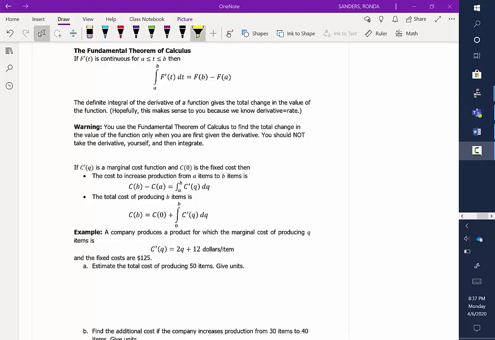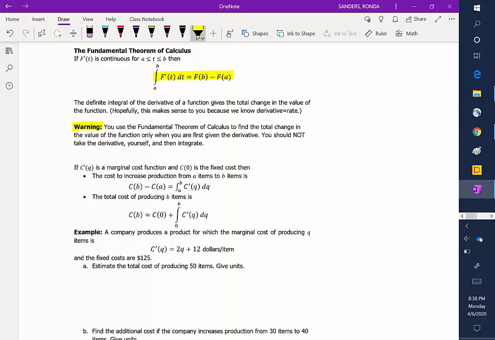The fundamental theorem of calculus states that if F prime of t is continuous for a is less than or equal to t is less than or equal to b, then the integral from a to b of F prime of t dt is F evaluated at b minus F evaluated at a. The definite integral of the derivative of a function gives the total change in the value of the function.